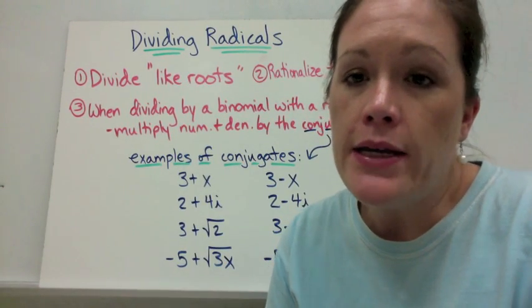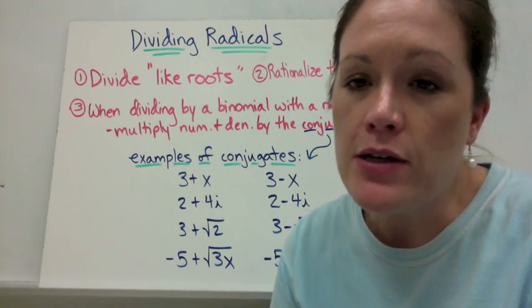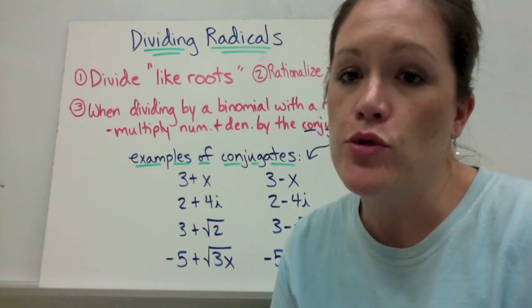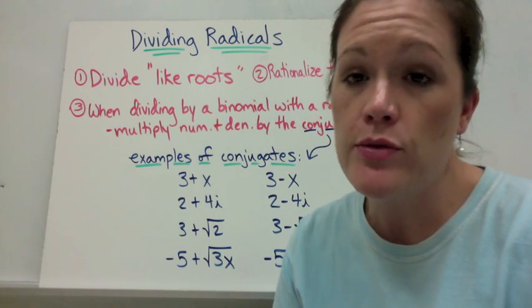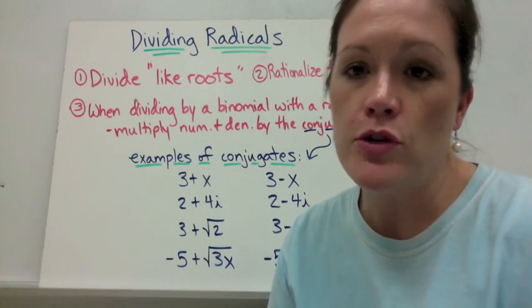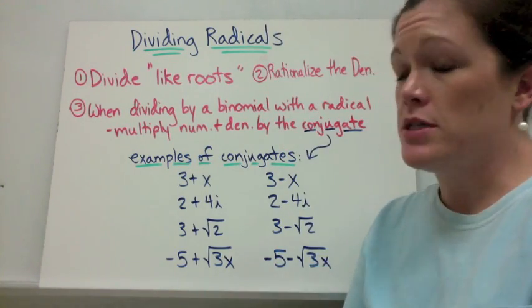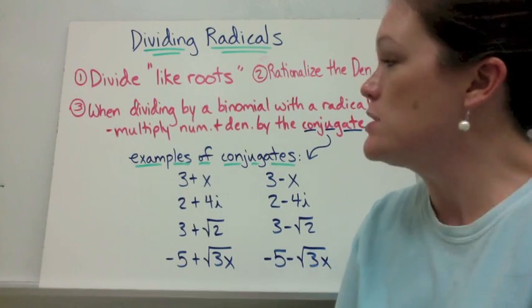Let's talk about dividing radicals. When we are dividing radicals, it's similar to multiplying. You can only divide radicals that have the same root. So square roots can divide by other square roots, and cube roots can divide by other cube roots, and so on. Some simple things to remember is that you want to divide like roots, which I just talked about.